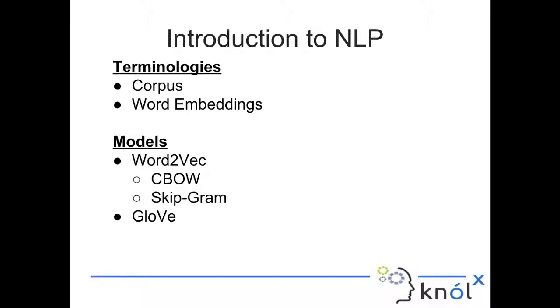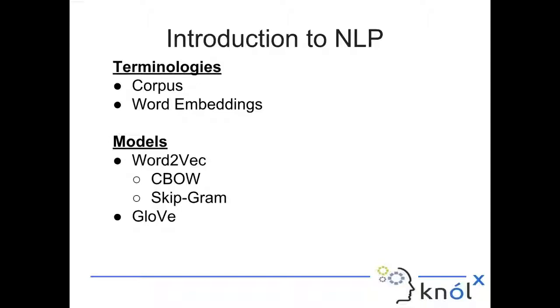So these are the terminologies that we need to understand if we have to work with NLP, and these are a few models that we are going to discuss today. There are a lot more algorithms, but let's limit ourselves to these only. The terminologies are corpus and word embedding. The easiest way to remember them is that the corpus is the input and word embeddings are the output.